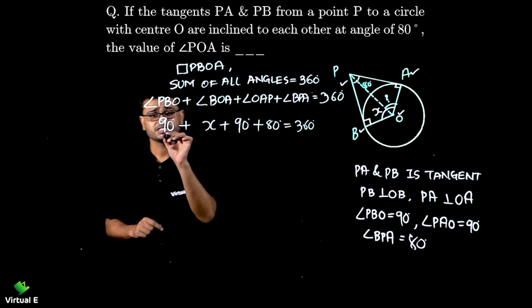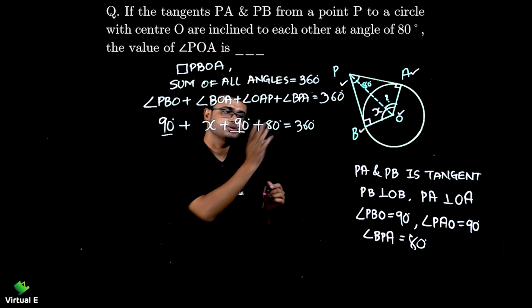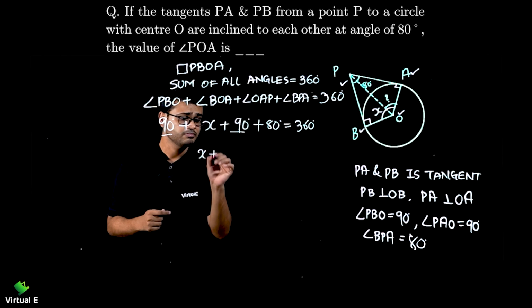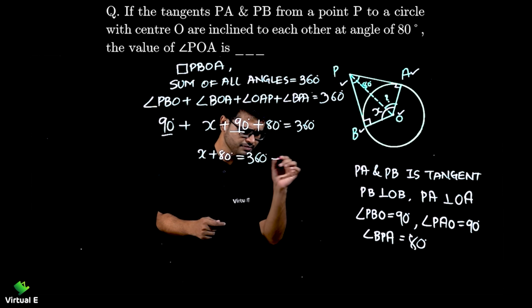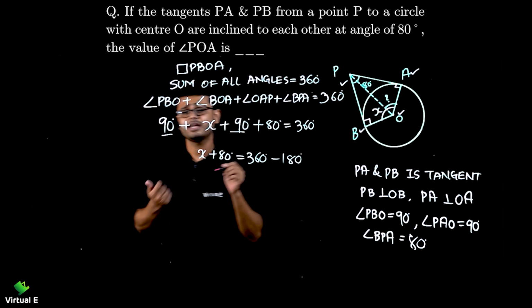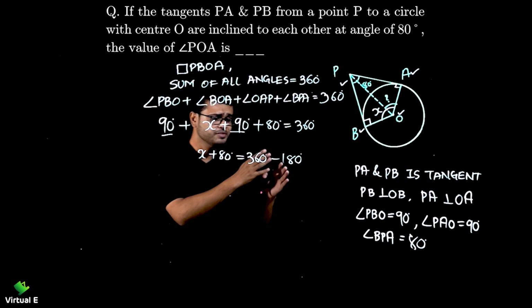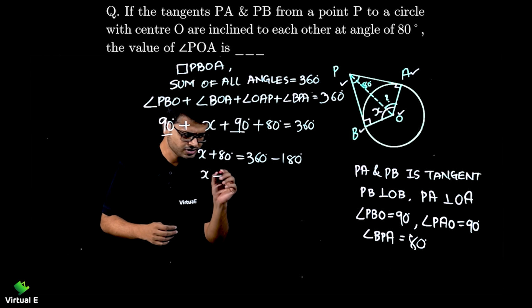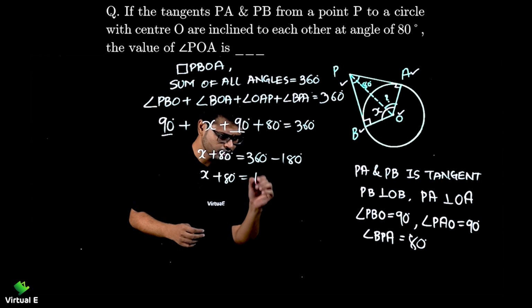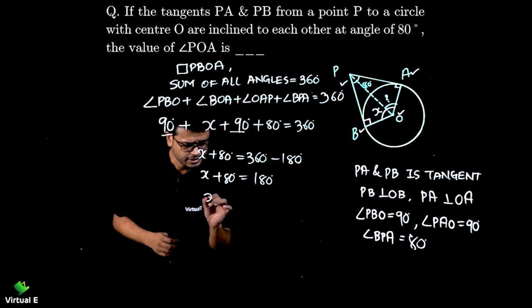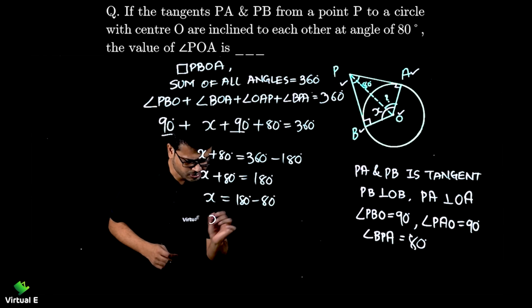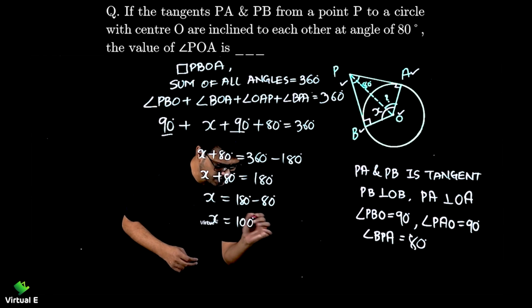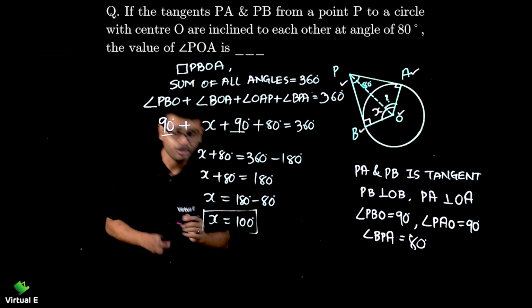Is equal to 360. Again, this 90 and 90 will make 180. You shift that, so X plus 80 degrees is equal to 360 degrees minus 180. Why minus 180? I have just done the steps in a quicker manner. So X plus 80 is equal to 180. X is equal to 180 degrees minus 80. So X is equal to 100 degrees. That's the answer for X.